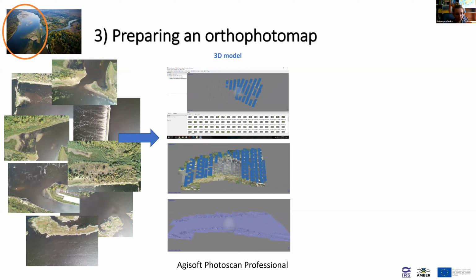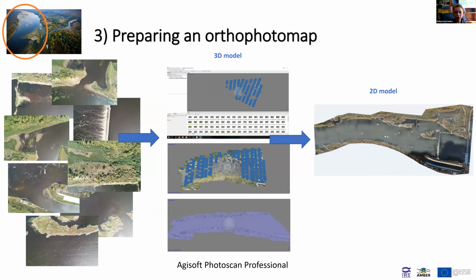I use this software. And this software gathers them into one orthophoto map by coordinates, because each photo has its own coordinates, and by the RGB color of the photo. And then we can export it as a 2D model, an orthophoto map, in a TIFF or JPEG file.